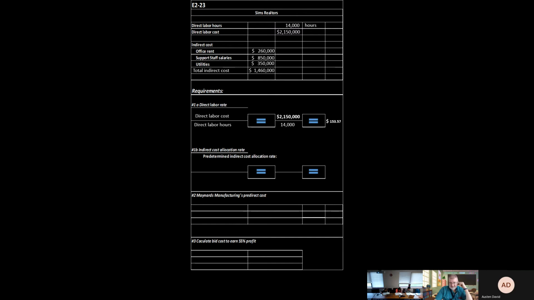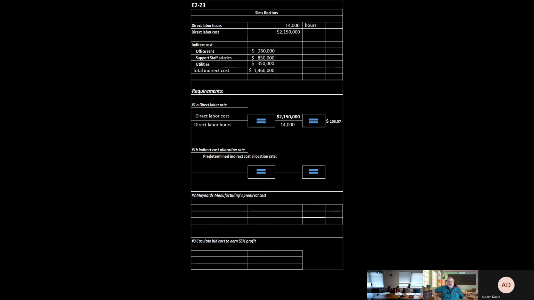What's 1B? Indirect cost allocation rate. Okay. And how did we get that? Do you remember? Does that have something to do with the support staff salaries? It did. Yeah. So how did we get it? If you're going to figure that allocation rate, what's the first thing you have to calculate? All of your expenses? All of your indirect expenses.